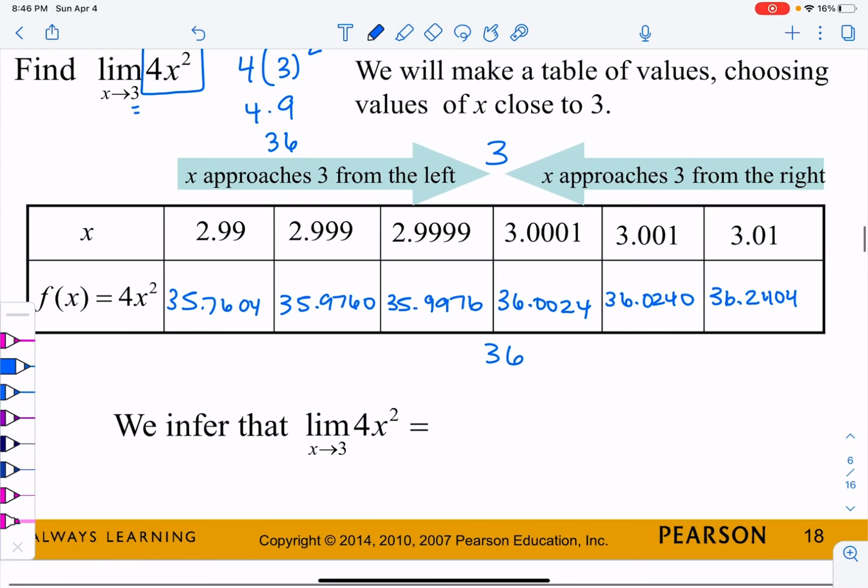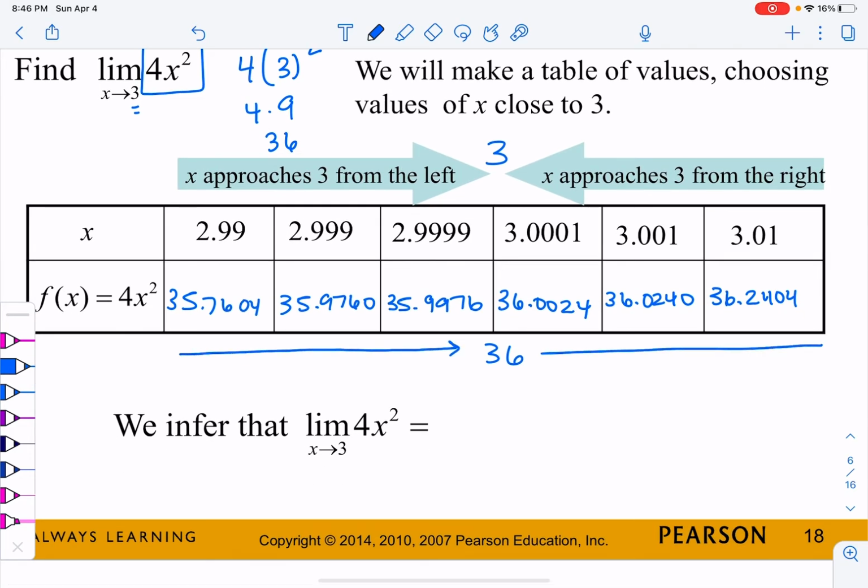So we can obviously tell that as we are approaching from the left-hand side and as we are approaching from the right-hand side, we do end up approaching 36. So we infer that the limit as x approaches 3 of 4x squared is going to equal 36. Now, as I said, it's not always going to be that simple of, oh, I just plugged in the number 3 for x and I got 36. There are cases where you have to make the table. You have to look at it as it approaches from the left and from the right.